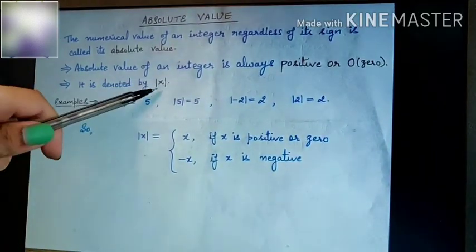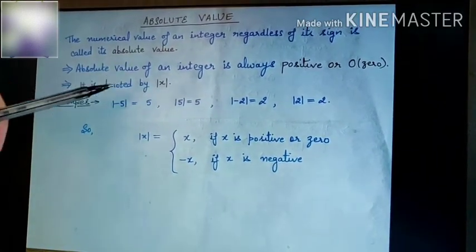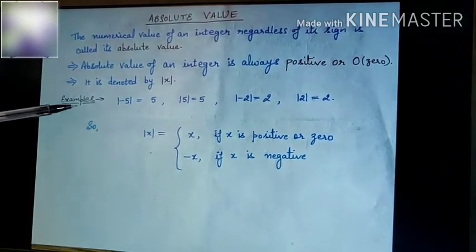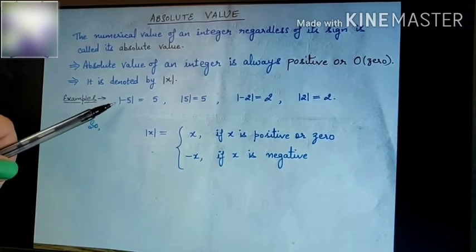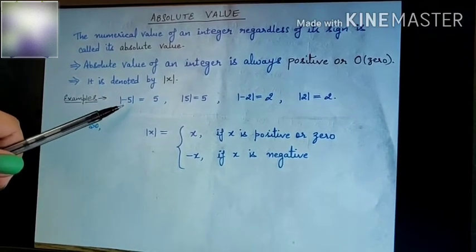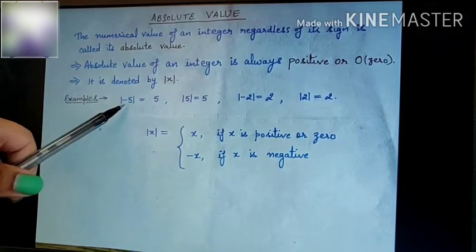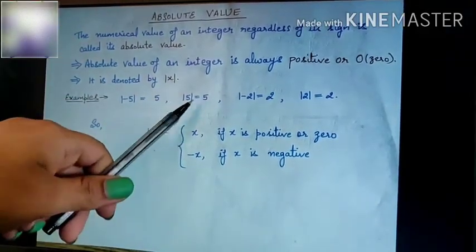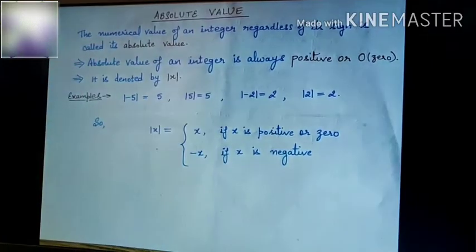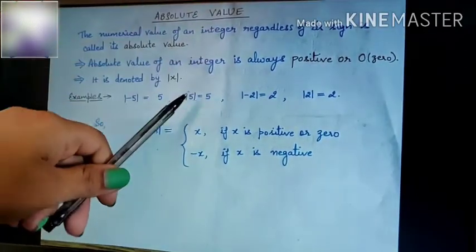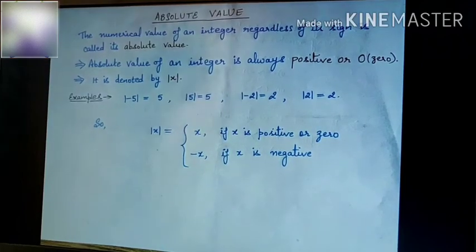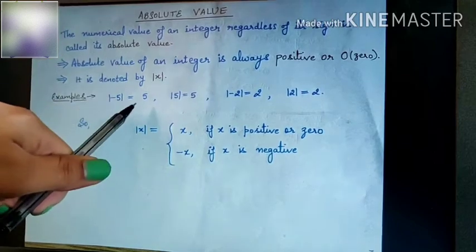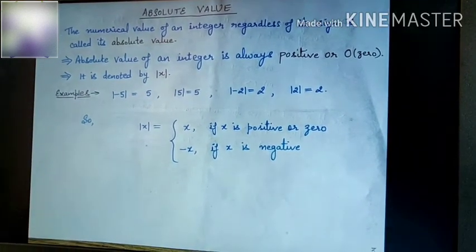And it is denoted by this symbol, called mod. If I denote the absolute value of x, then I write mod x. Here is an example. Mod of -5, that is the absolute value of -5. Because it is negative, we remove the negative sign and it will be 5. Mod of 5, it is already positive, so it will remain as it is. So mod 5 is equal to 5. So you just have to remove the negative sign from the number, and you will get the absolute value of that number.